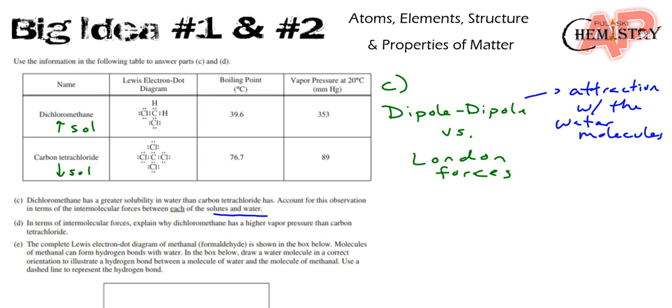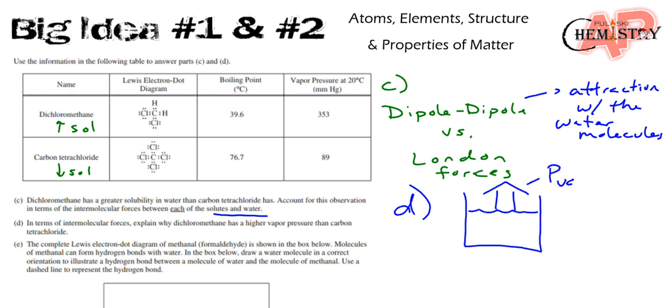Letter D, in terms of intermolecular forces, explain why dichloromethane has a higher vapor pressure than carbon tetrachloride. Okay, let's quickly talk about that. That is something students mess up a lot on. Vapor pressure is the ability for it, for lack of a better term, for the liquid to evaporate quickly.